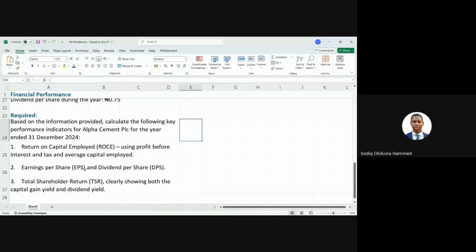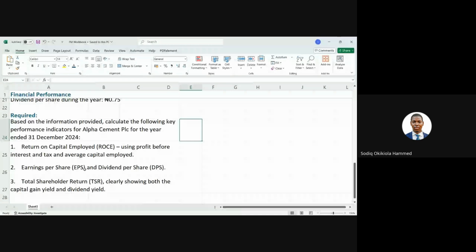So we say that one of the three main functions of financial managers is the dividend decision. When they have positive earnings per share, they are going to decide whether to share part of it, to share all, or not to share at all. So the last one is total shareholder returns.